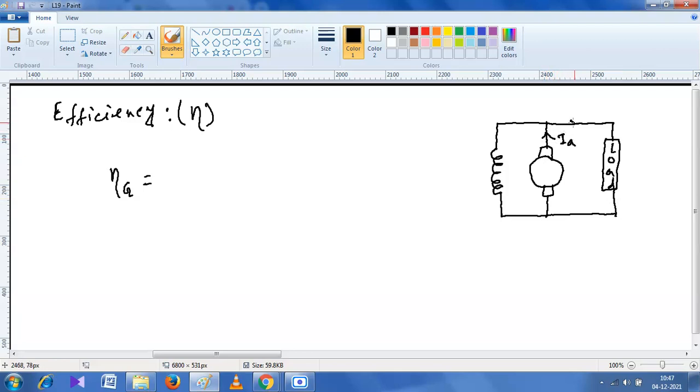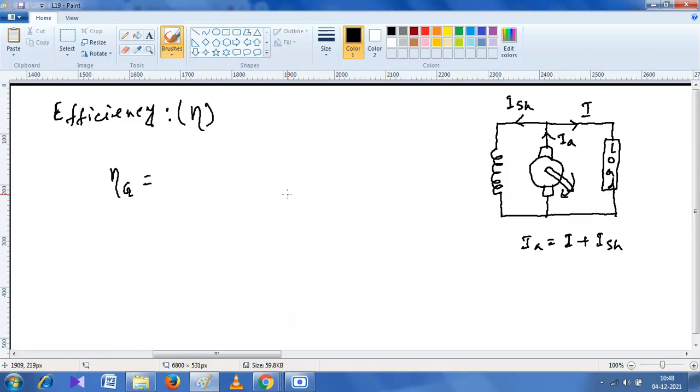This should be Ia. Suppose the load current is I, and this is Ish current, that means the field shunt current. So from that generator, we can write Ia is equal to I plus Ish. Have you understood this? Ia is equal to I plus Ish.